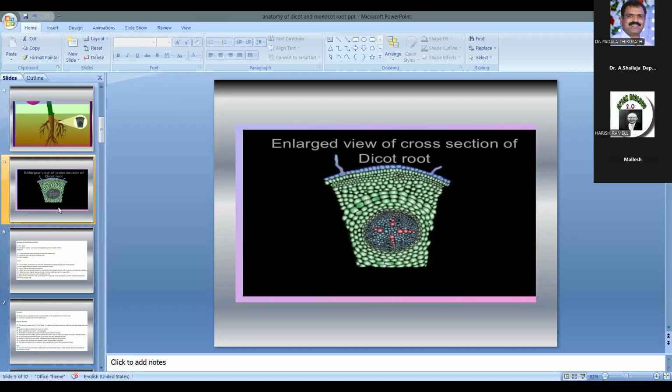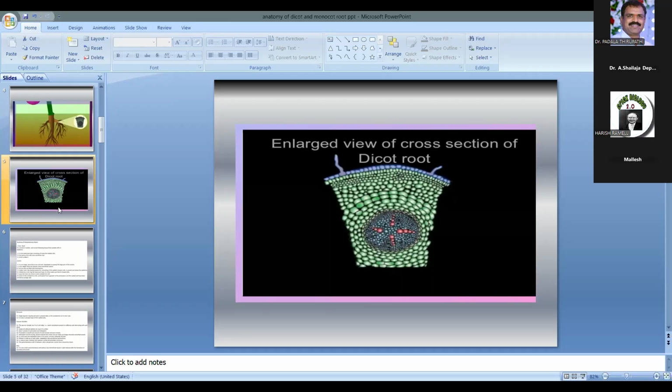Already we know that special types of roots are there. Root nodules are present in the Leguminaceae family. Because of the nitrogen fixing bacteria, the main example we know is Rhizobium. That is beneficial to the plant. Nitrogen fixing bacteria attach, and this association leads to the development of the root nodule. Root nodules are developed in Leguminaceae family plants.